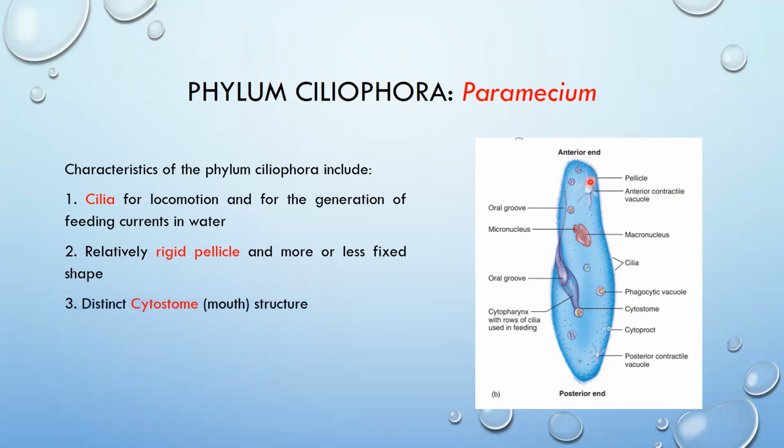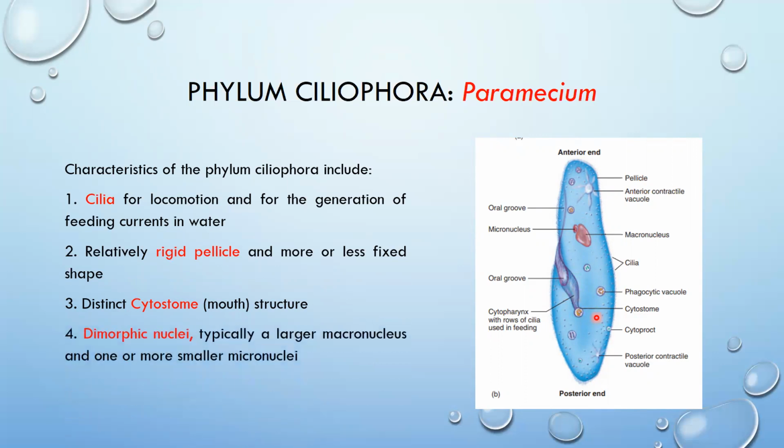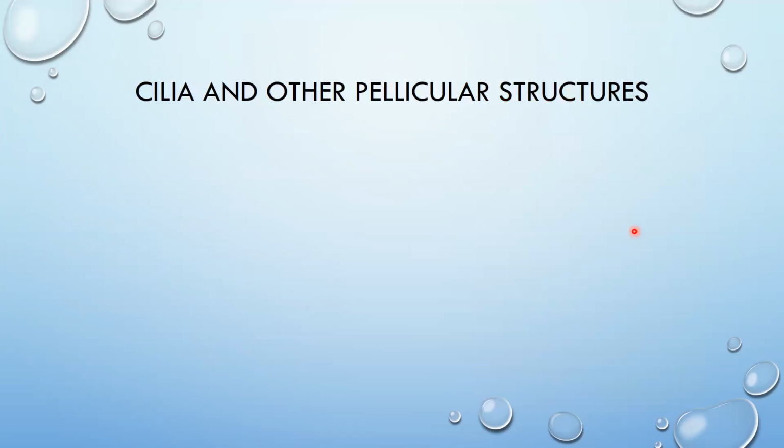Number 3, a distinct cytosome mouth structure is present. Number 4, they have dimorphic nuclei. They have nuclei of two types, the micro and the macro nuclei. The larger one is the macro and the smaller one is the micro. Macro is one and the micro are many. Cilia and other peculiar structures of the Paramecium or the phylum Ciliophora.